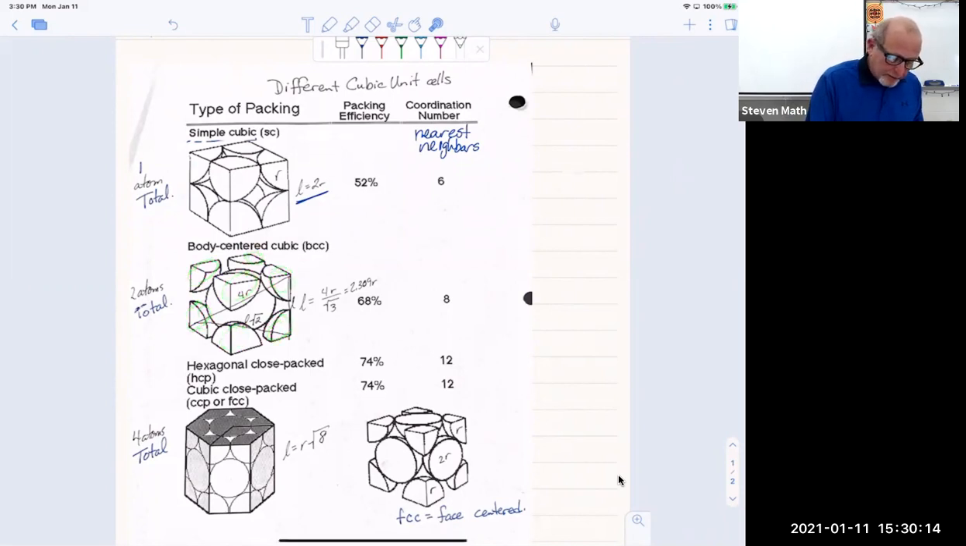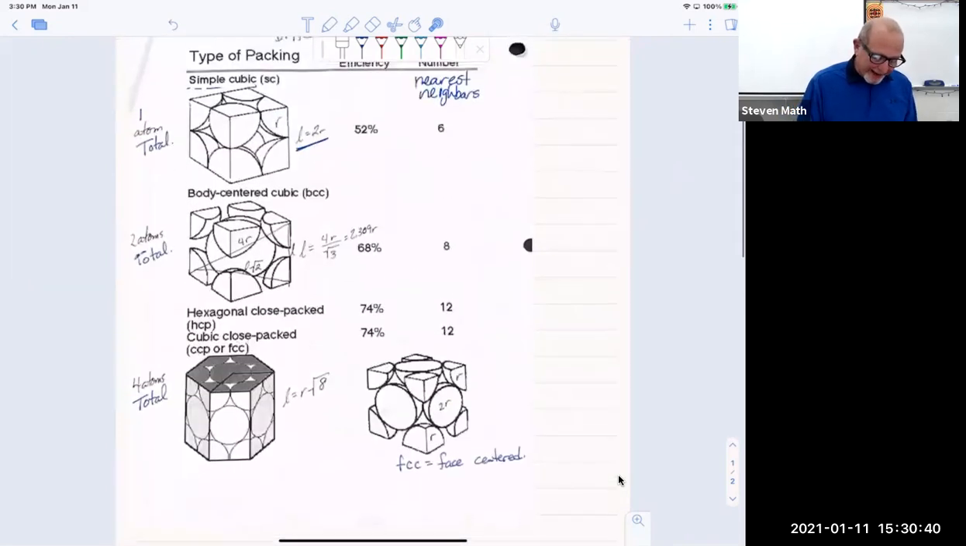and then there's one atom in the middle. So there's a central atom, and then there are the atoms on the corners. That would make 2 total atoms. That's body-centered cubic. And if you notice, the nearest neighbors went up to 8, and the packing efficiency increased to 68%.